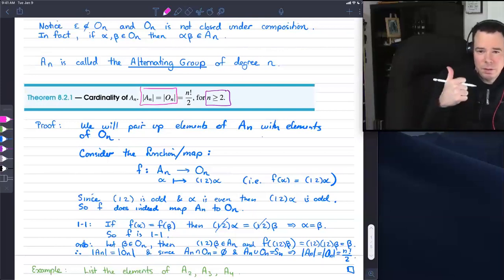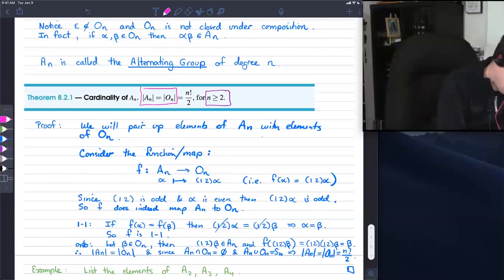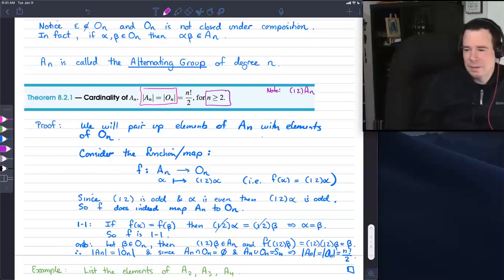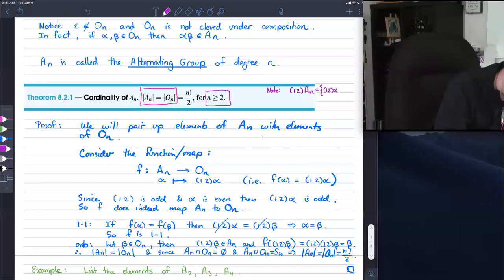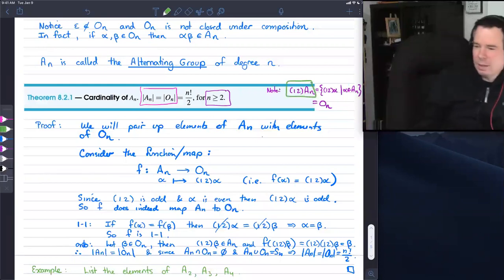Actually, it tells us not only are there the same number of even permutations as odd permutations, it also tells us something else. I'll write it down up here. Now that we've done this proof, what we can do is take the set An, and for every element of that set multiply it by (1 2), so that's typically written like this, the permutation multiplied by the set, and this is really just denoting the set of (1 2) times alpha, such that alpha is in An. That is equal to the set of odd permutations.